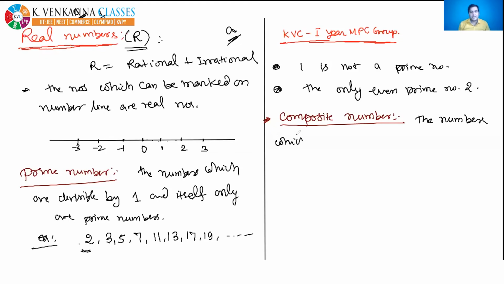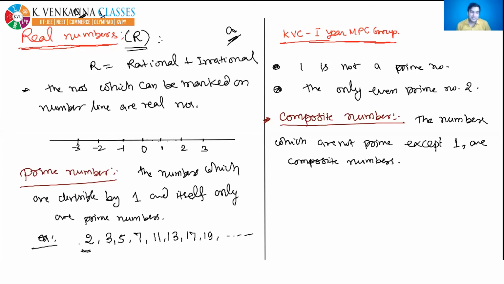Very simple definition. The numbers which are not prime, except one, because as I told you, one is neither a prime number nor a composite number. So the numbers which are not prime except one are composite numbers. After removing prime numbers from the list of natural numbers except one, we will get composite numbers.